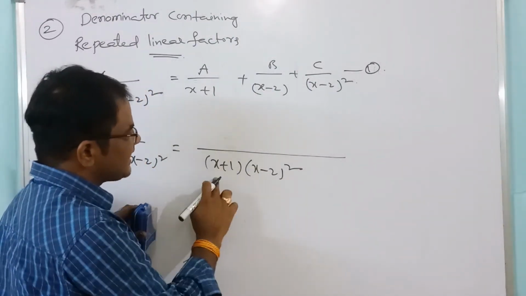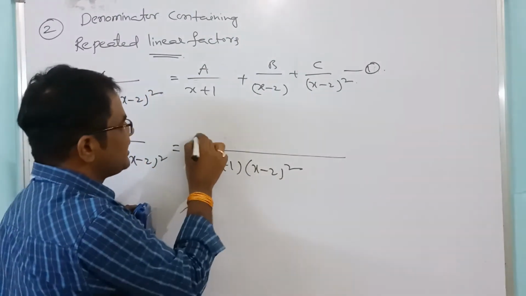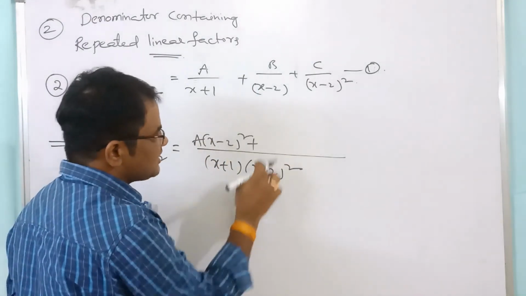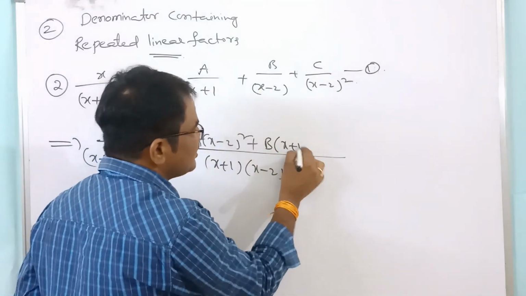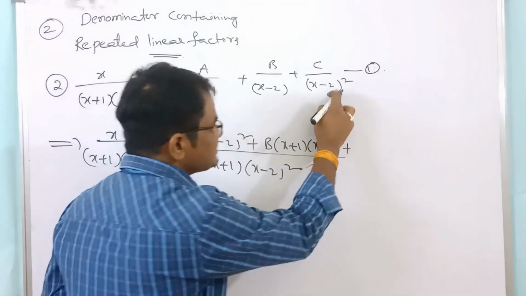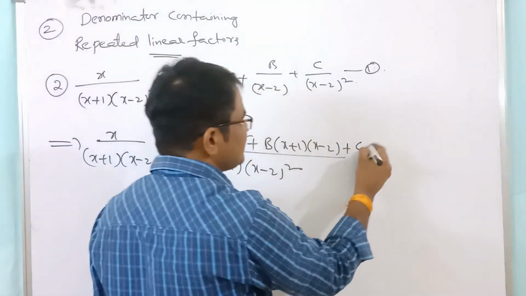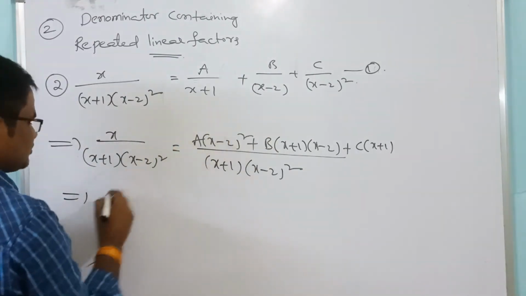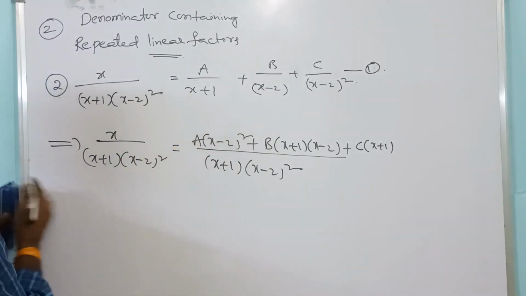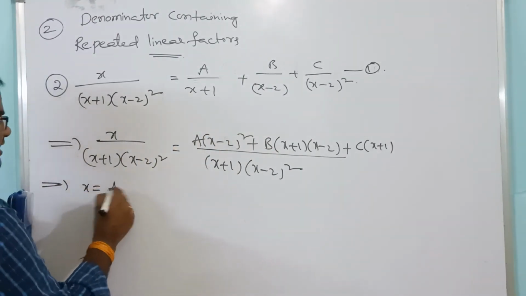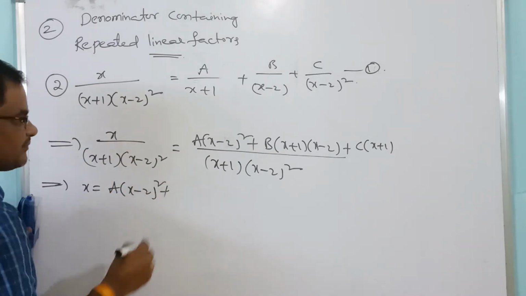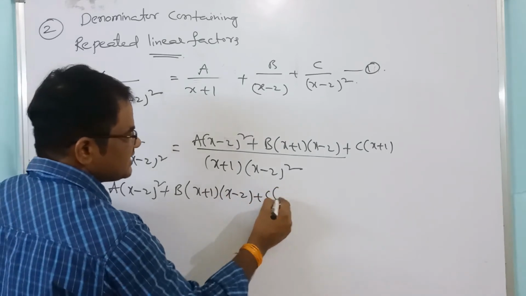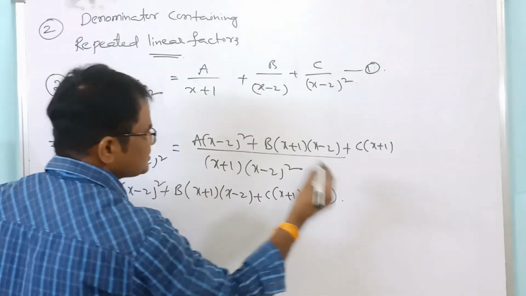The x plus 1 gets cancelled. What is remaining? a into x minus 2 whole square. Plus, x plus 1 and one x minus 2 get cancelled, so b into one more x minus 2 remains. Plus, x minus 2 whole square gets cancelled entirely. What is remaining? c into x plus 1. Now remove the denominators and compare these two: x equal to a into x minus 2 whole square plus b into x plus 1 into x minus 2 plus c into x plus 1. Take this as equation number 2.